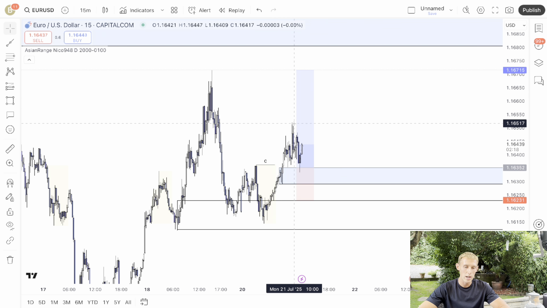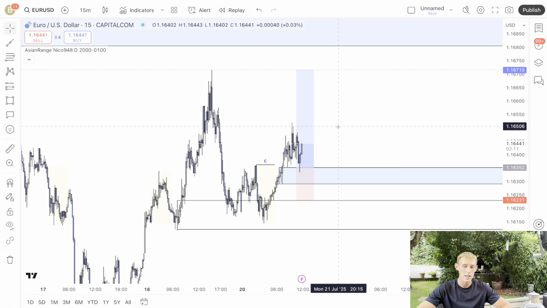Ideally, we can see price break above this high. That would be quite a good sign that the trade is likely to play out. But yeah, I'll keep you guys updated throughout the day, and we will see how this one goes.